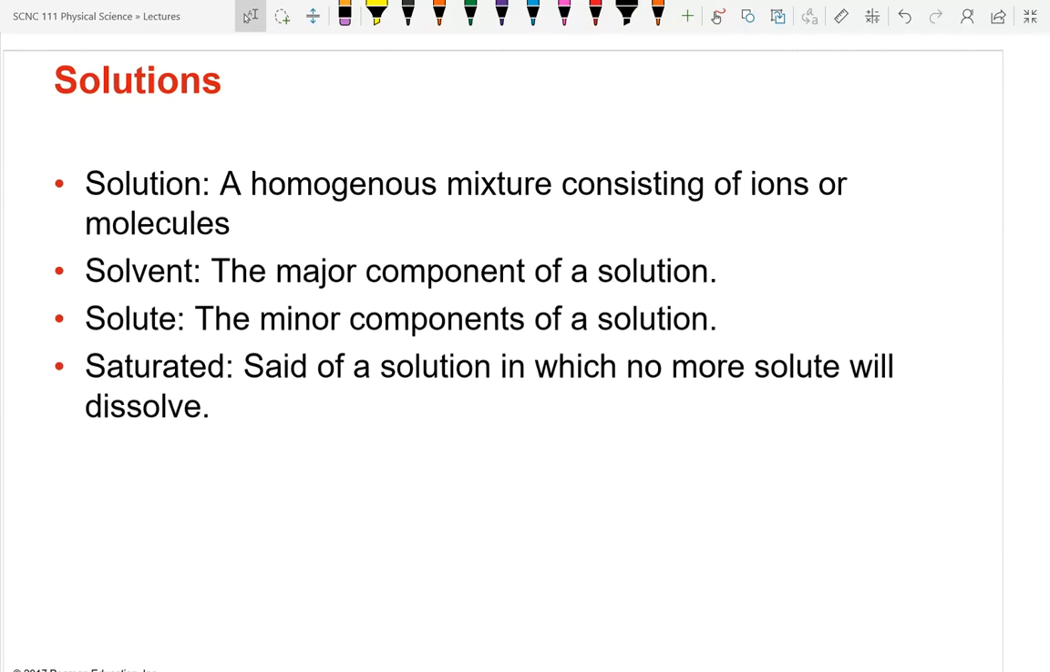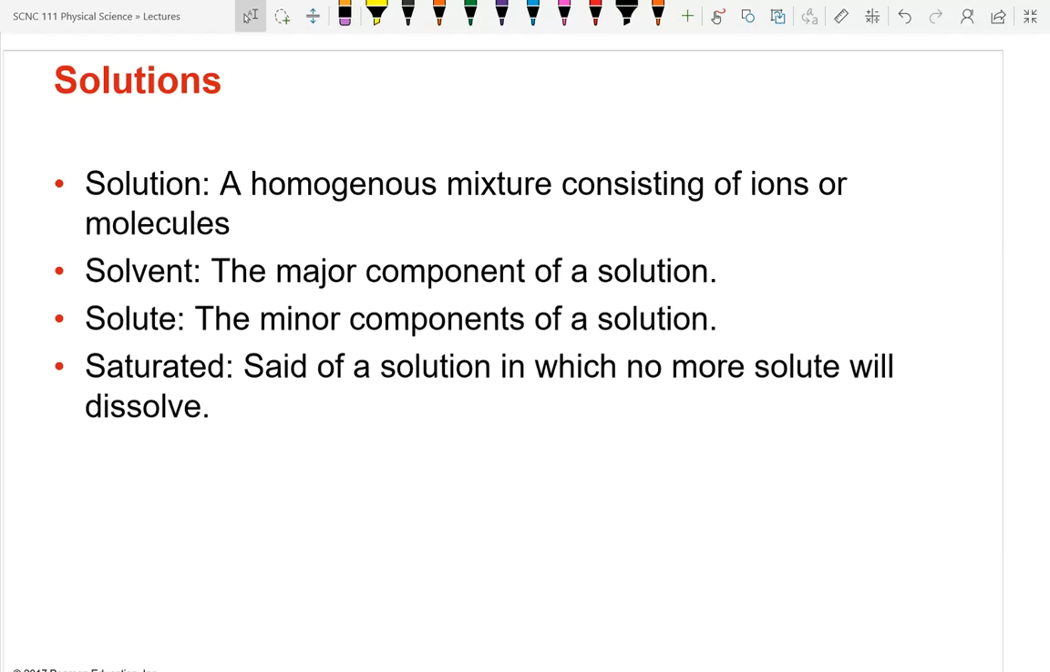Now to solutions. There's chemistry jokes that you might imagine about solution here. A solution is a mixture consisting of ions or molecules. Molecules meaning neutral, ions meaning with a charge. And you have the major component is the solvent, and the minor component is the solute.